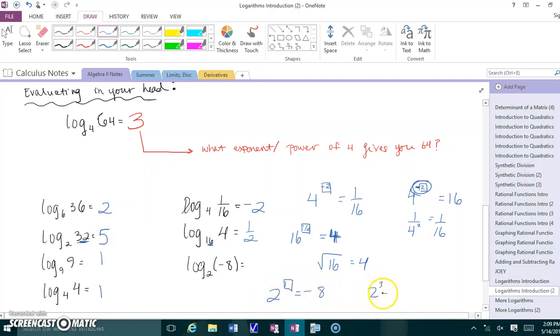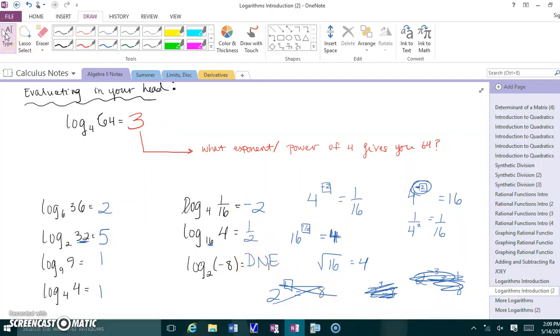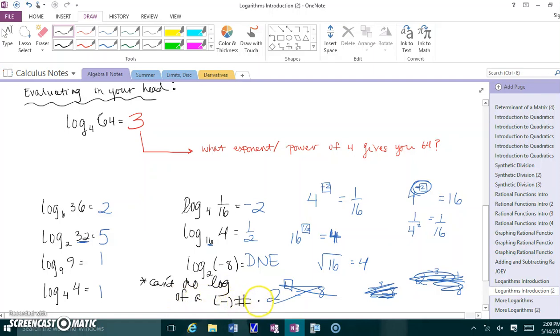Okay, this one's weird too, because 2 to what power is negative 8? Well, 2 to the 3rd is positive 8, but I don't care about that. You might be thinking, oh, what if I raise it to a negative power? But look, 2 to the negative 3rd is 1 over 8, not negative 8. This is just not possible. You can't do it. Can't do the log of a negative number. Maybe we should write that down. Can't do the log of a, I'm abbreviating, negative number.